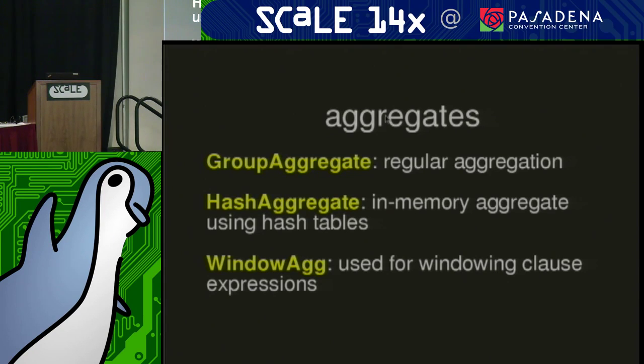A hash aggregate says, okay, we've got a lot of data, so we're going to construct a hash table out of these values, and then put stuff in hash buckets and group them that way. Much faster if you're going to have a lot of rows, but your aggregation column is indexed, we'll do a hash aggregate. Window aggregates are used to support windowing clauses.